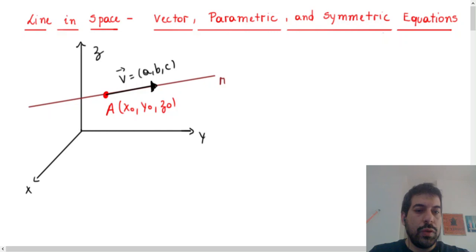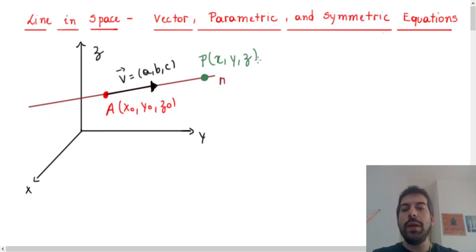So in order to write the equations, we can, for example, think of a general point, P, and we need to infer what conditions this point P needs to satisfy in order to be on the line r. Okay, once I consider P a general point, I will call its coordinates x, y, and z. And for this point P to be on the line r, what needs to happen?